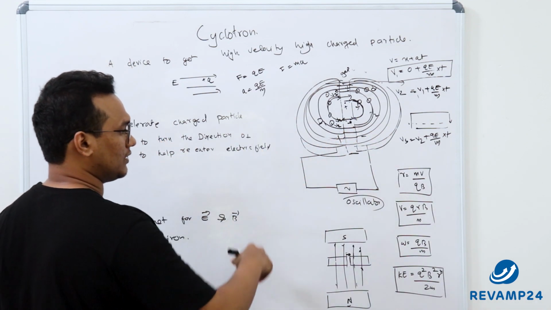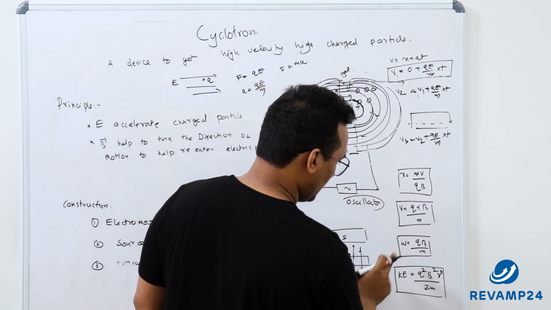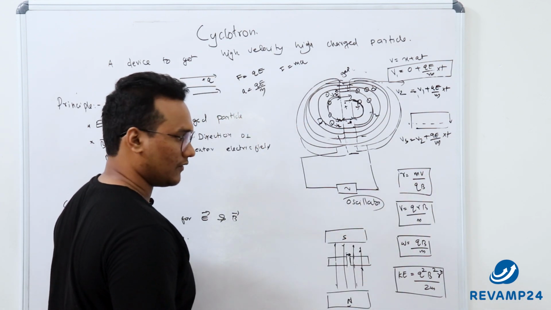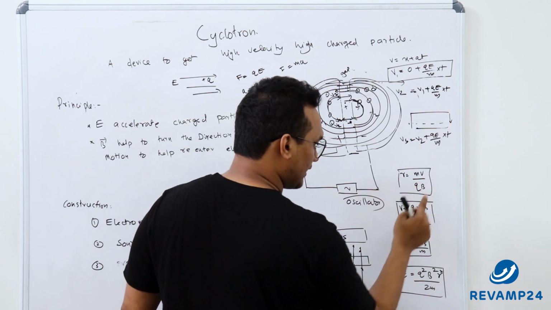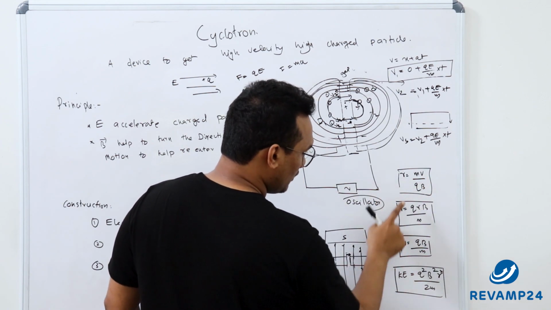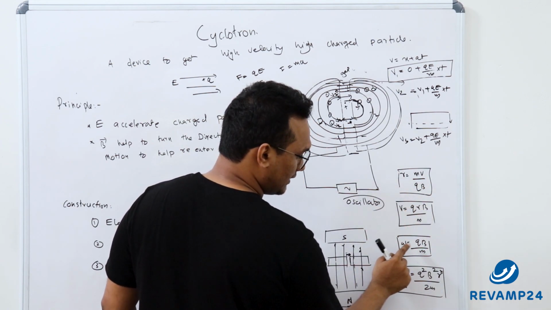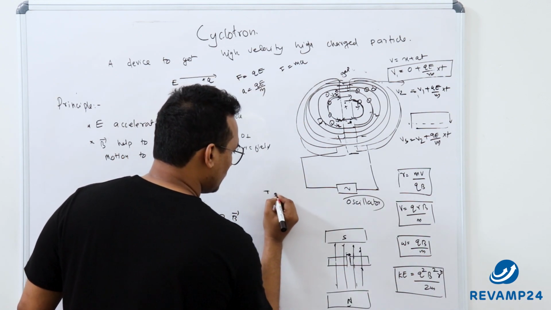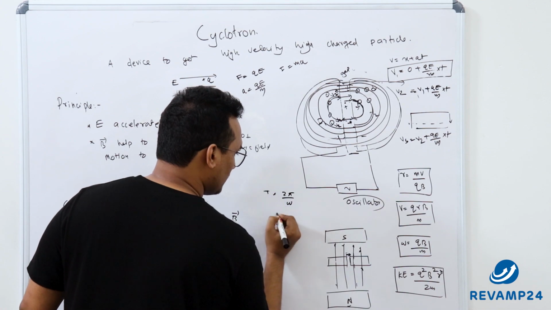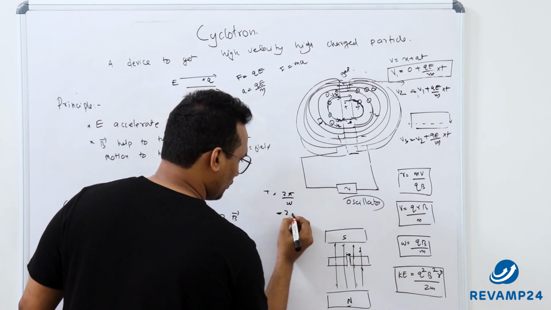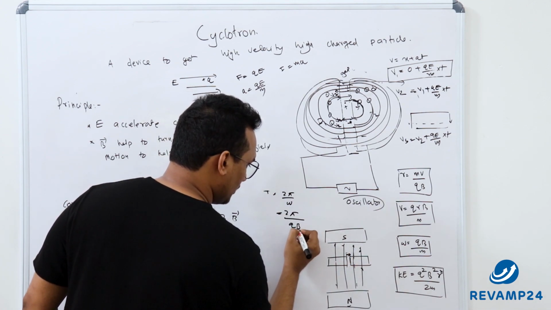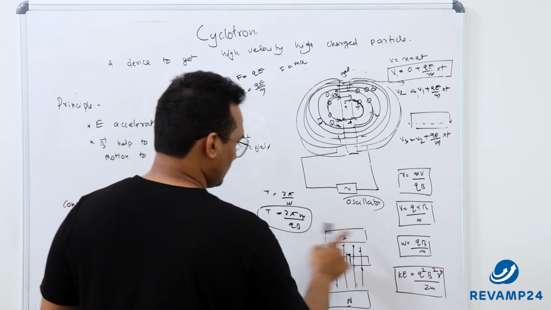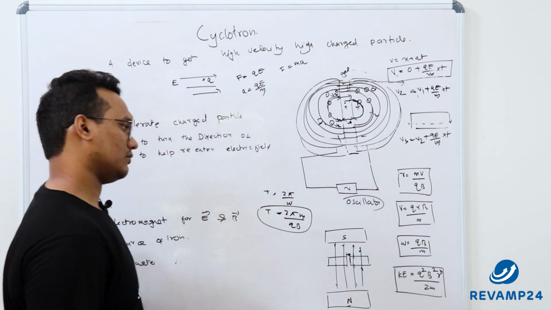Now we will go back to the equation. We have learned this equation for frequency. So R is equal to mv by qB, that we have learned. Now v by R is equal to the frequency, that is qB by m. And time period is equal to 2 pi by omega, and omega is this one, so T is 2 pi by qB by m, simply.